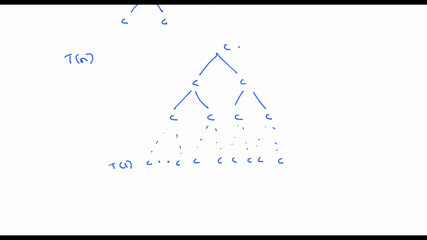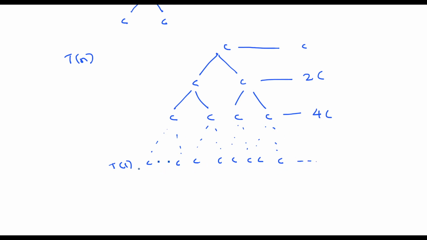Here I have the first level. The first level has only one value of C, so the total cost here is C. And here I have 2 C's, then the total cost is 2C. Here I have 4 C's, the total cost is 4C. Then you will have 8C, and all the way down we have several values of C.